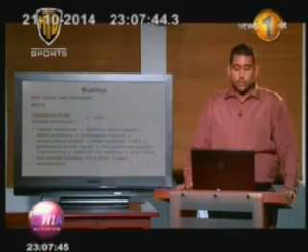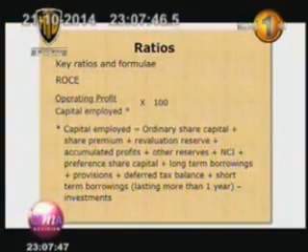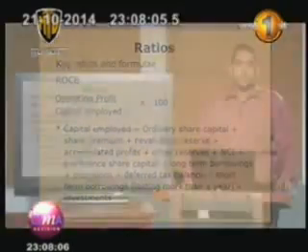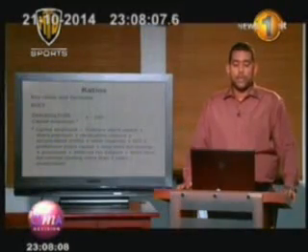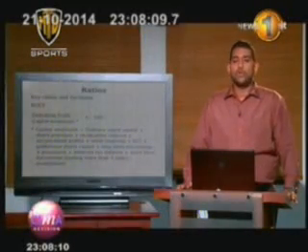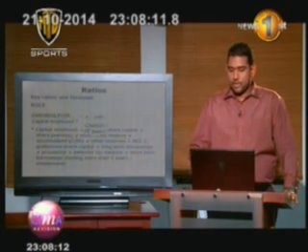So the calculation of capital employed will be ordinary share capital, any share premium, revaluation reserves, accumulated profits, other reserves, NCI, preference share capital, long-term borrowings, provisions, deferred tax balances, short-term borrowings, that is if it is lasting for more than 1 year, that's the bank overdraft, and minus any investments. They will be your capital employed. You take it into your calculation and calculate the ROCE.